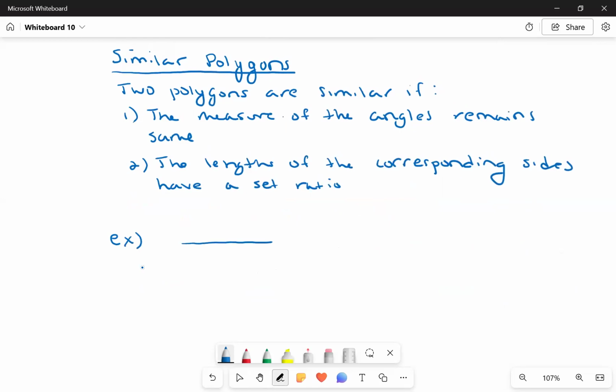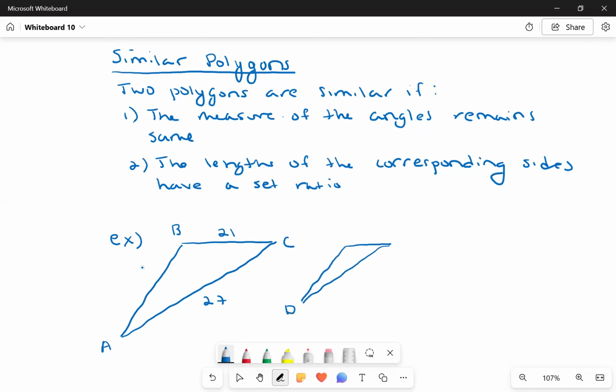Okay, so let's just draw some triangles here. Let's say here's my triangle, and this will be triangle ABC. And we happen to know this is 21 and this is 27. All right. And then I have another triangle here, smaller. And this will be DEF. And I happen to know that this is 5. And this is 7.